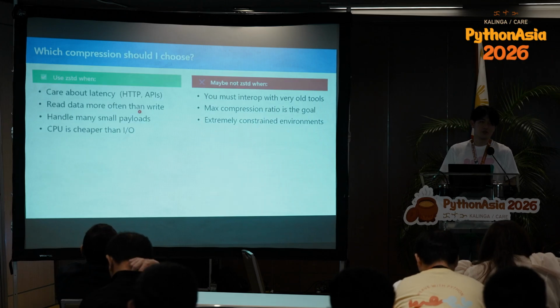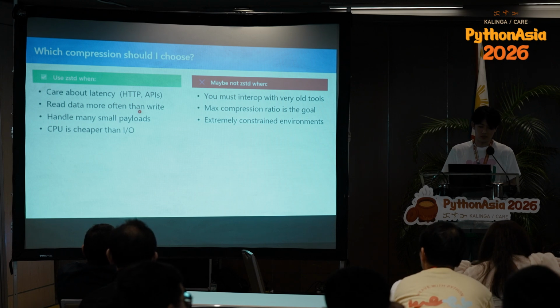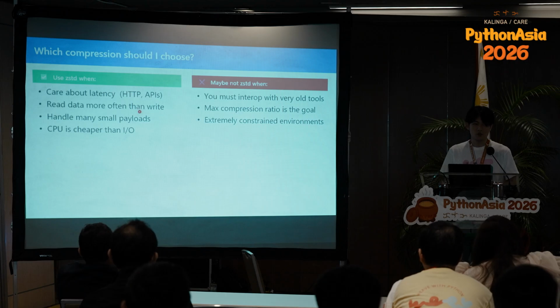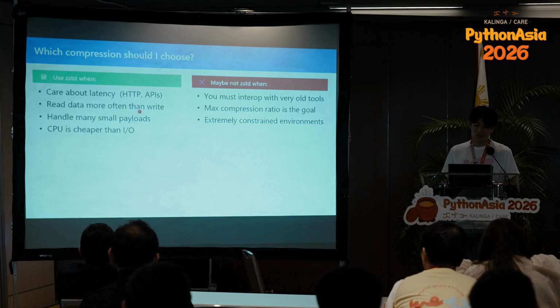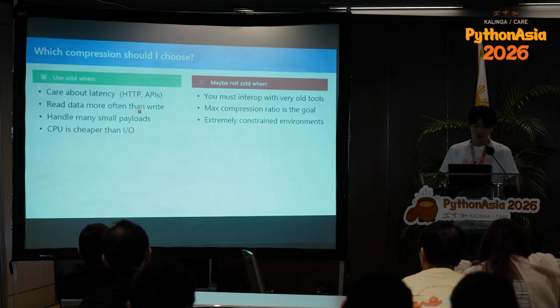Then, when should you use Zstandard, and when should you not use Zstandard? Zstandard is a great choice when you care about latency, like HTTP and API. You should also use Zstd when you read data frequently and handle many small payloads. On the other hand, you should not use Zstd when you have to support very old tools, and maximum compression ratio is the top concern.